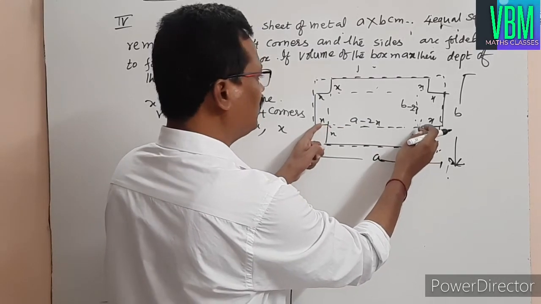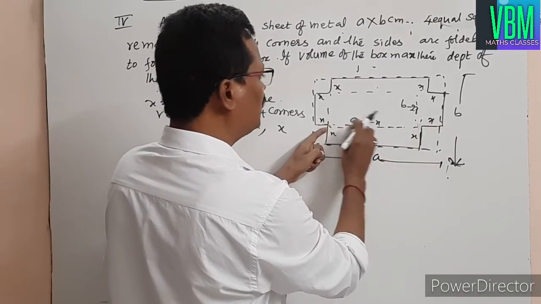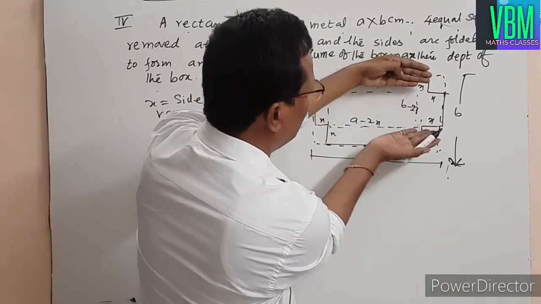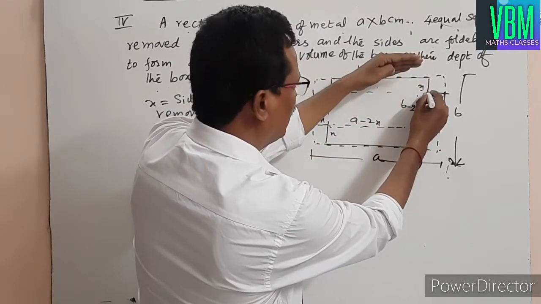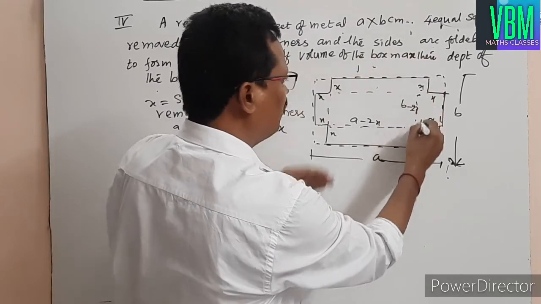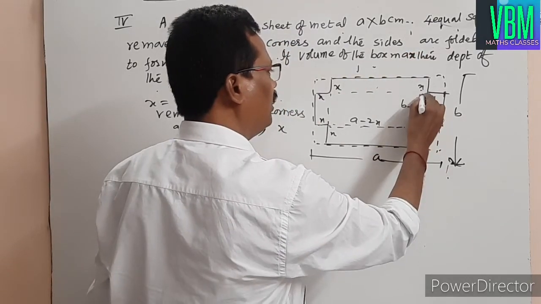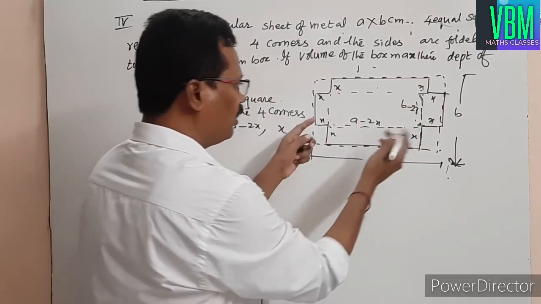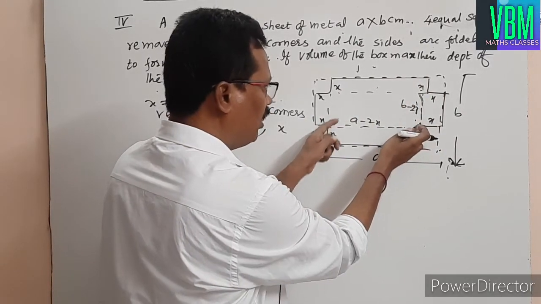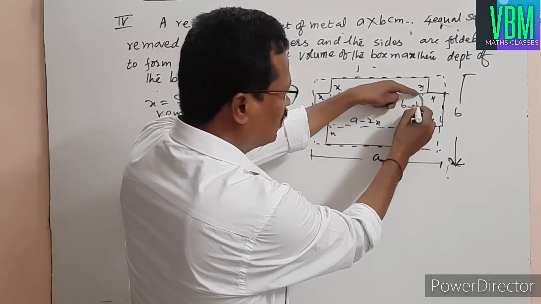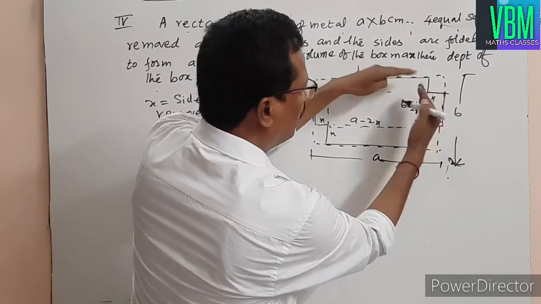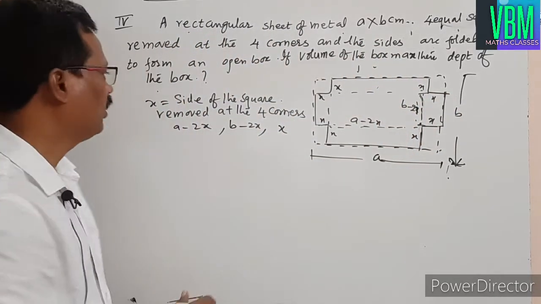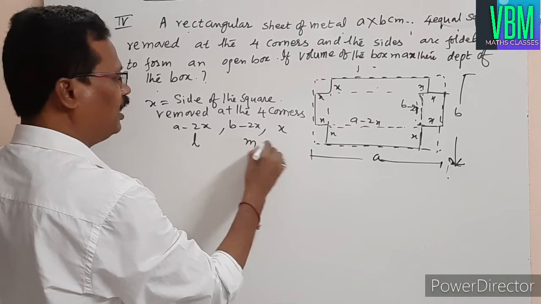Now here x is removed, here x is removed, therefore this will be a minus 2x. Here x is removed, here x is removed. If you fold these two, this length from here to here will be b minus 2x. From here to here, it will be b minus 2x. Now this is the length of the box, this is the breadth of the box, b minus 2x. If you fold this one, the side of the square becomes the height of the box. Therefore, the length, breadth, and this is the height.